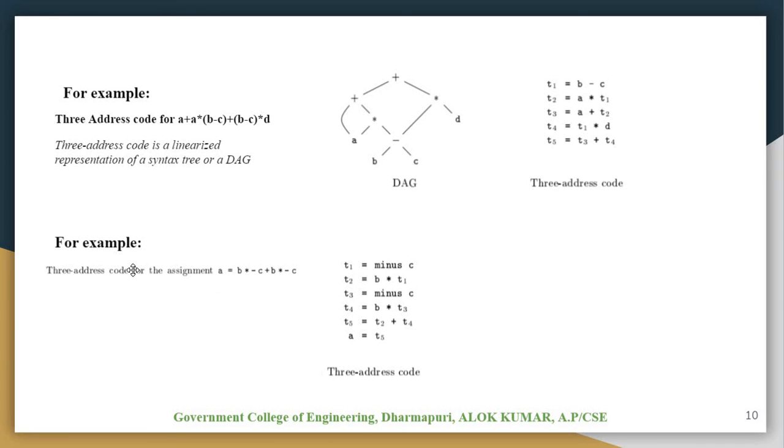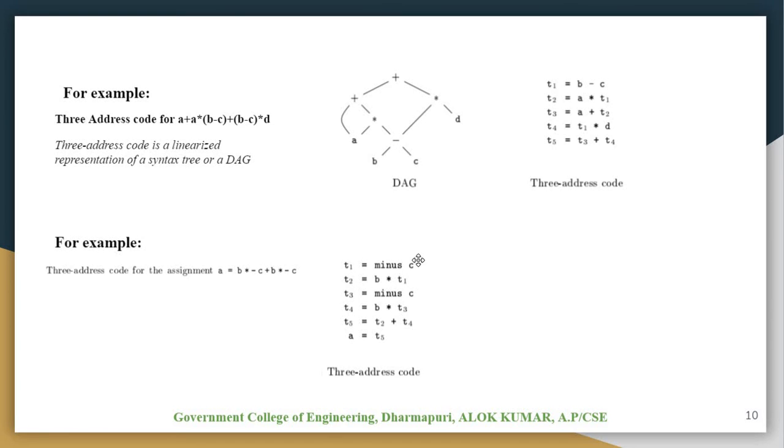Suppose one more example: a equals b into minus c plus b into minus c. Here minus is a unary operator. So t1 equals minus c, we keep in the t1 variable. After that, b into t1 we keep in the t2 variable. Minus c we again find. Here there is no need to find it again, but we are not writing optimized three address code.